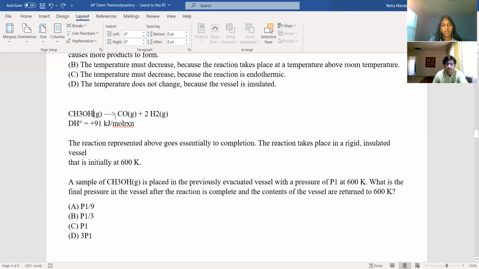I think you need a rice table. I don't know how you would do this without a rice table. If they're returned to 600 Kelvin, what does that mean?